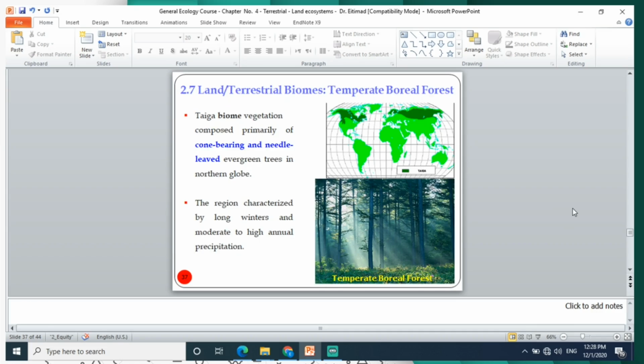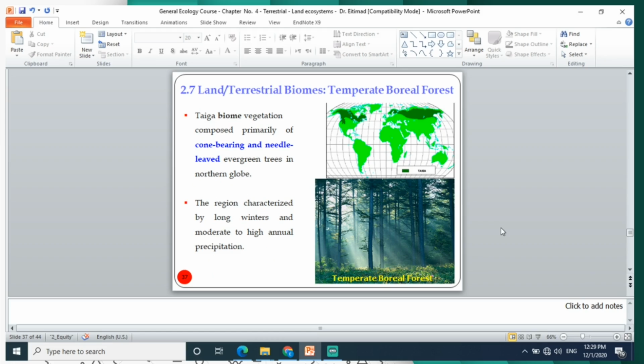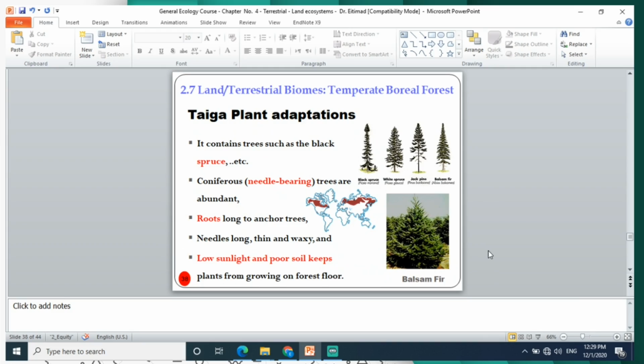This biome is characterized by trees that are cone bearing and have needle leaves. You see, it is just like a cone, and the leaves are needles, and they are evergreen. The region is also characterized by long winters and moderate to high precipitation. Most of the trees in that region are spruce trees, and coniferous trees or needle-bearing trees are abundant.